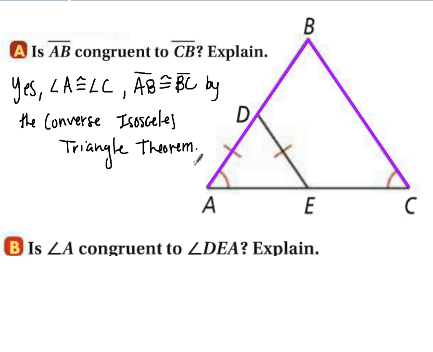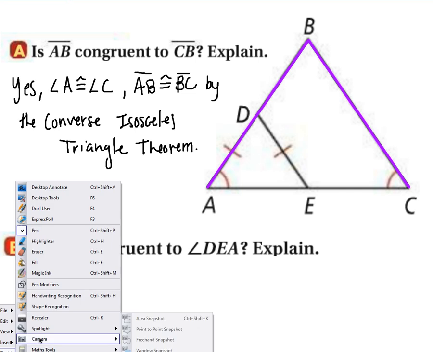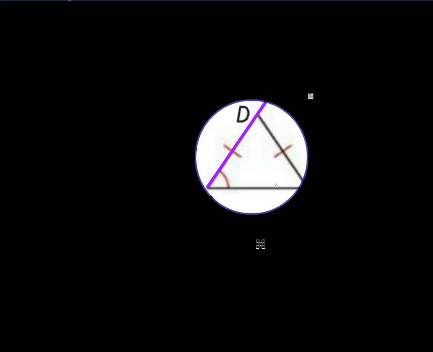Okay, let's look at B. It asks, is angle A congruent to angle DEA? So let's go through and look at it a little closer. So I want to know, is this angle congruent to that angle? So looking at this triangle, I notice that I have two sides that are marked congruent. And by theorem 18, or the isosceles triangle theorem, if I have two sides that are congruent, then the angles opposite those sides are also congruent.